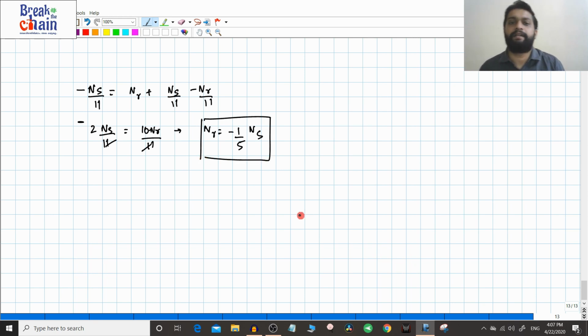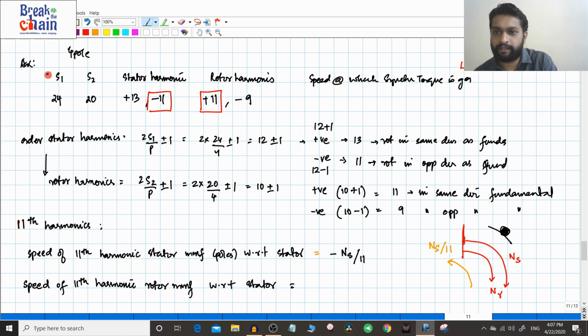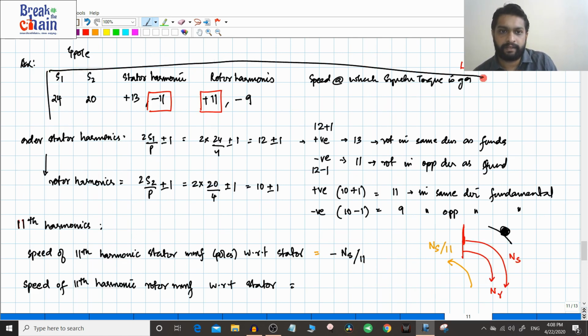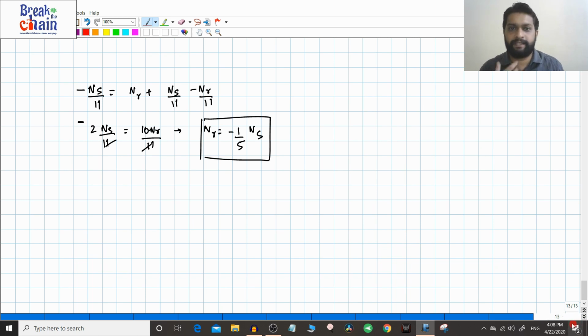So what does this mean? It means that in this slot configuration, the speed at which the synchronous torque is generated is minus 1 by 5 ns. Minus 1 by 5 ns means this is happening in the braking mode. Plus means it is happening in the motoring mode, but you have got a minus sign here. Whenever you have a minus sign in the speed, it is always in the braking mode.